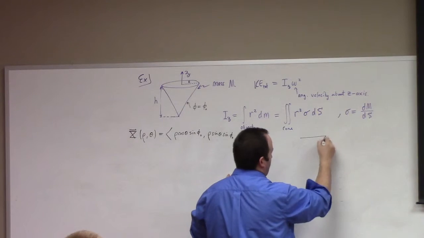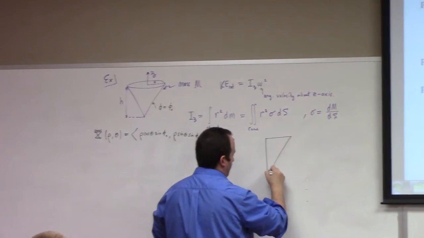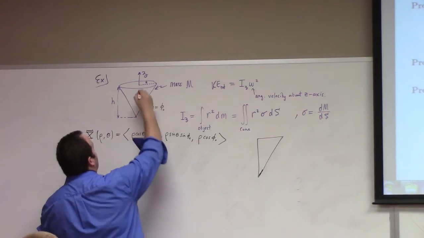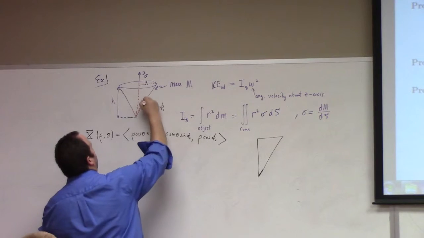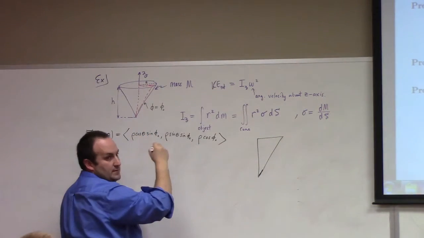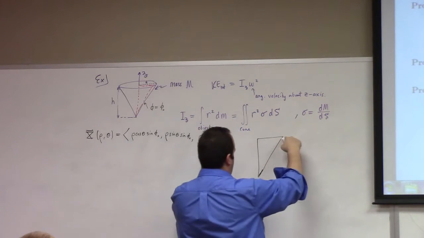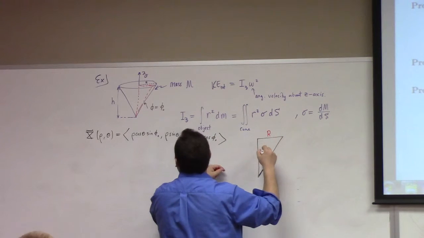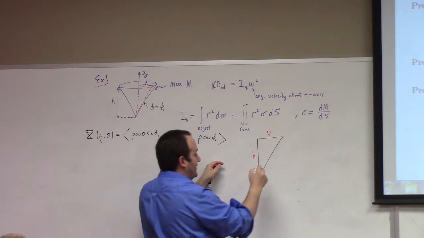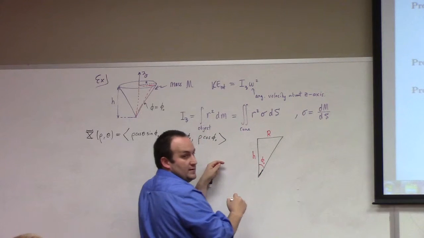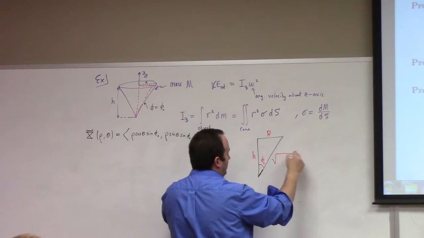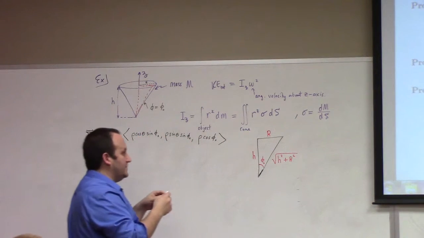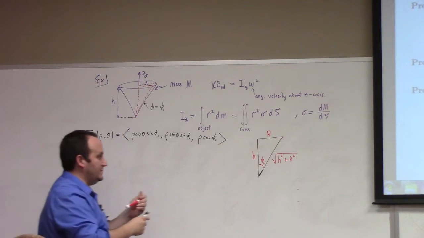It's helpful to look at this picture. What I'm doing is focusing my attention on a particular vertical triangle found right here. I don't know that length, do I? But I do know that this is r, and I do know that this is h, and I do know that this is phi naught. And I also know the Pythagorean theorem, so I know that this is the square root of h squared plus r squared. Once I know that, calculating sine of phi naught and cosine of phi naught is a piece of cake.